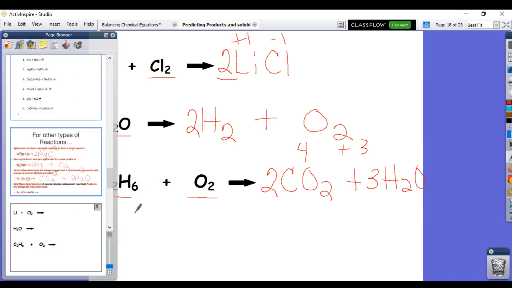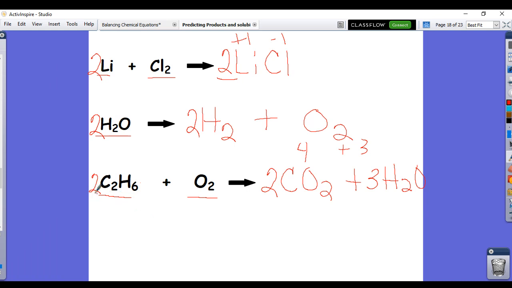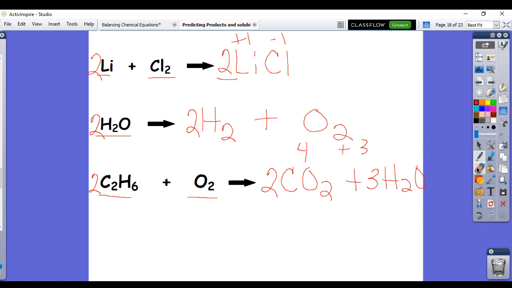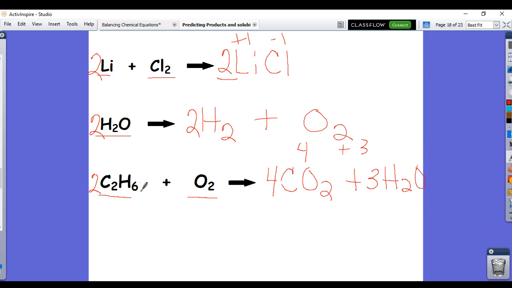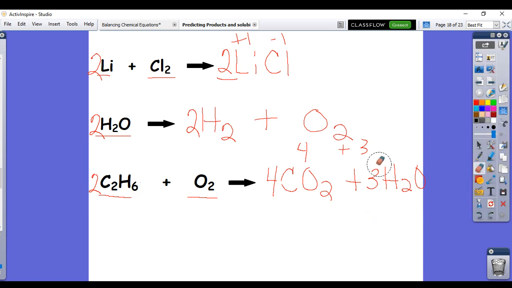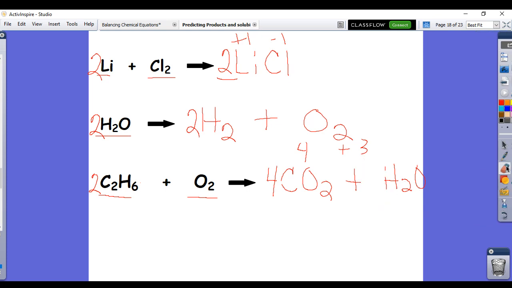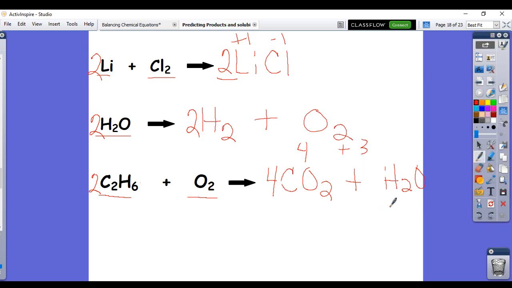So now we have 2 times 2 is 4. So we have 4 carbons now. So we're going to erase that coefficient of a 2, and I'm going to put a 4. And then that also changes your hydrogens. 2 times 6 is 12. So I'm going to erase my 3, and I'm going to put a 6.